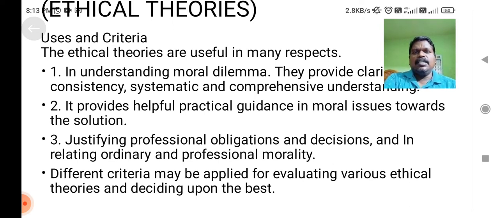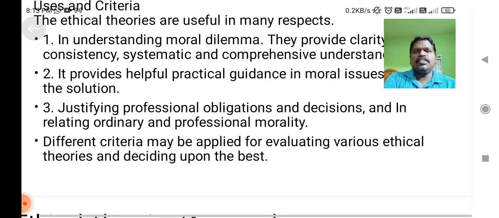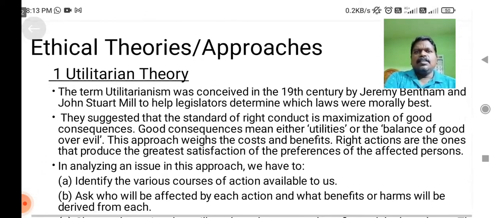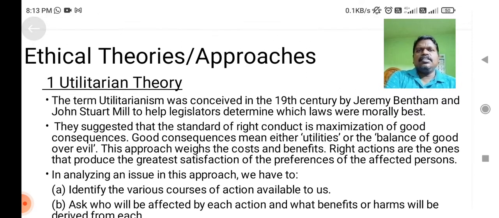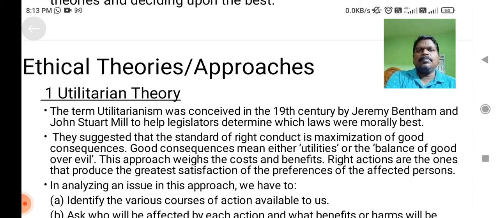So there are criteria used for framing these ethical theories. Those are: the first one is utilitarian theory. So it's one of the approaches in ethical theory. So in ethical theory, utilitarian is the prime approach.